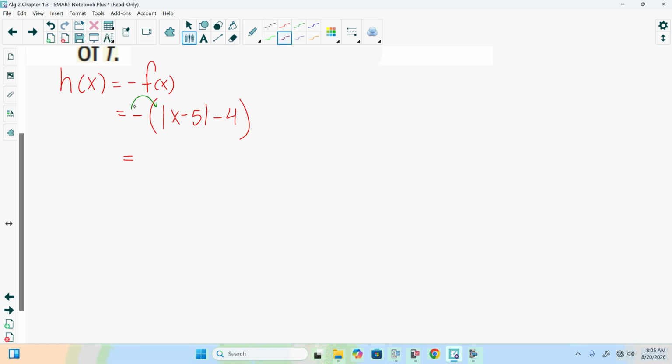We need to distribute this negative through. And when we multiply through, especially if we have absolute values, we're not going to multiply into the absolute values. So this is just going to be negative absolute value of x minus 5. But we wouldn't have minus 4 anymore. We would have plus 4, because the negative times a negative makes a positive. Turn that absolute value negative, turn the 4 positive.